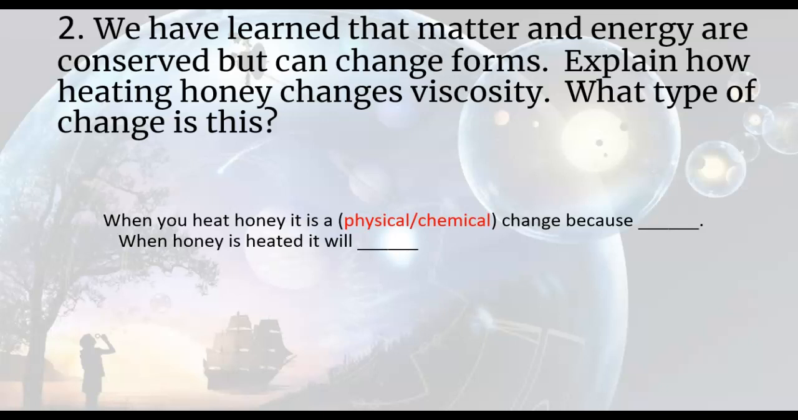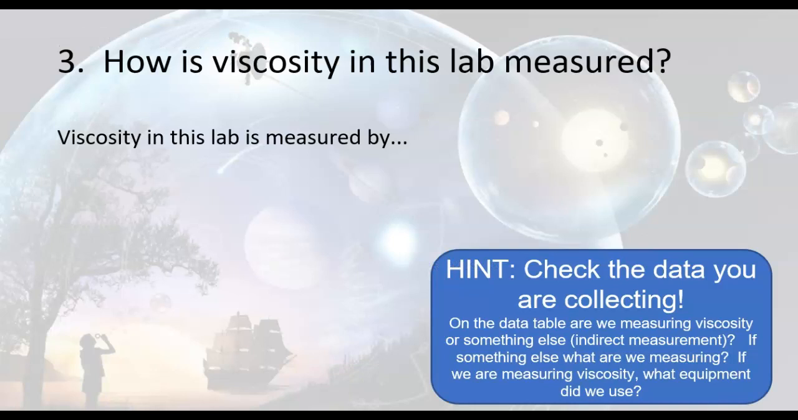Do you expect it will flow faster, slower, or the same? So you're going to be looking at answering that question. Then we have to determine how we're measuring viscosity. That's one of our questions. Oh, look at this hint. Look at the data table, it says. Are we measuring viscosity so it has something listed as viscosity, or are we measuring viscosity indirectly? What do you think?